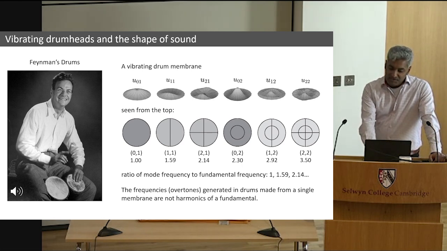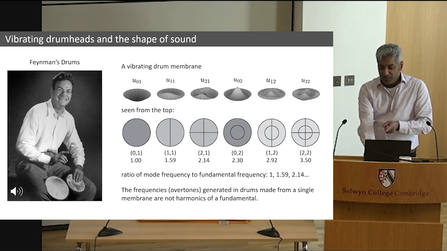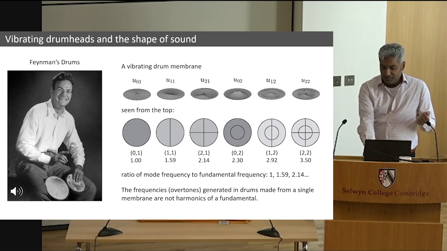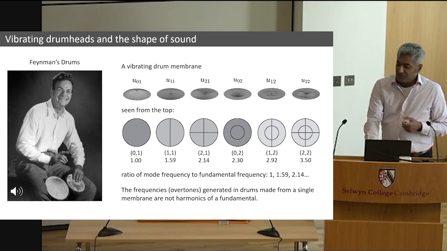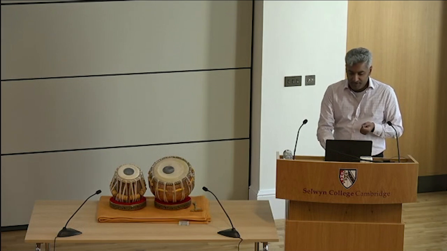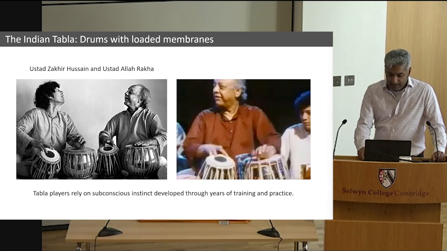If you were to take the first frequency of this mode over here, this vibrational mode up here, the second mode would have a frequency that's 1.59 times the first mode. The third mode would have 2.1 times the first mode, and so on. Higher order modes would have 3.5, let's say, but they're never integer multiples of the fundamental. So if you want to make a harmonic drum, you need to have every mode having a frequency that is some integer multiple of the fundamental frequency. The frequencies generated in drums made from single membranes are not harmonics of the fundamental, and that's very clear from what you heard on Richard Feynman's play.